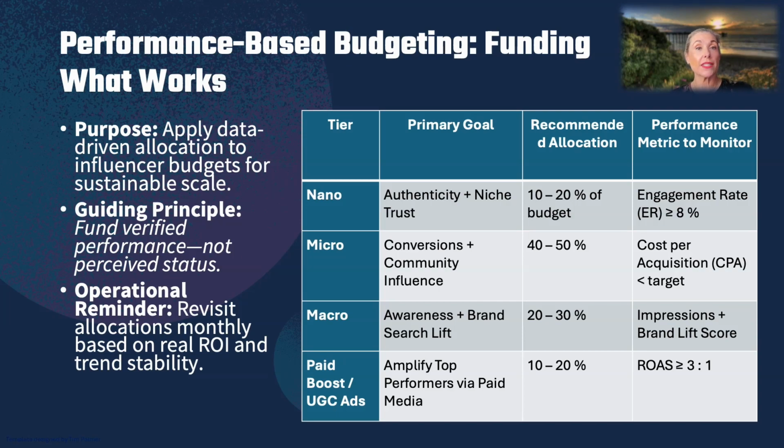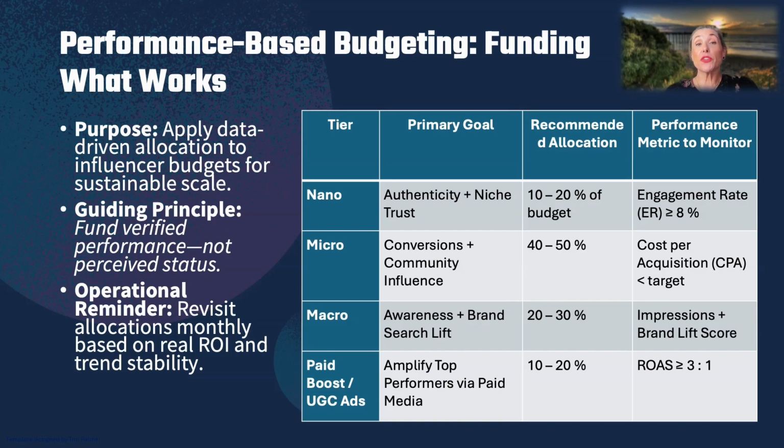This slide introduces the concept of dynamic budget allocations, moving beyond static budgets to a system where scaling brands reinvest where metrics prove value. Budgets are not static spreadsheets, they're decision systems where every reallocation must tie directly to a KPI. The principle is simple: fund verified performance, not perceived status. Here's how we typically allocate budget across performance tiers based on strategic goals and expected return. Each tier serves a distinct function that justifies its budget allocation.